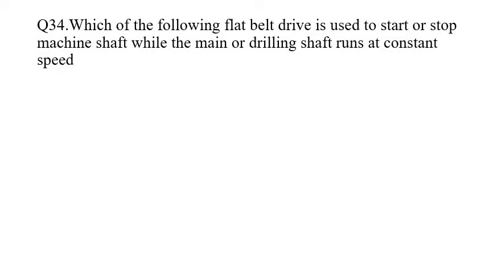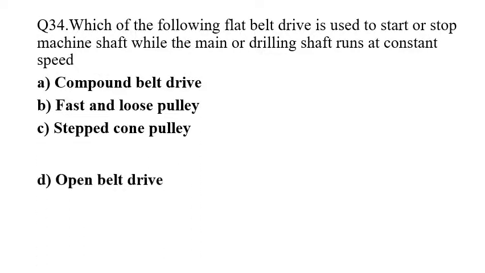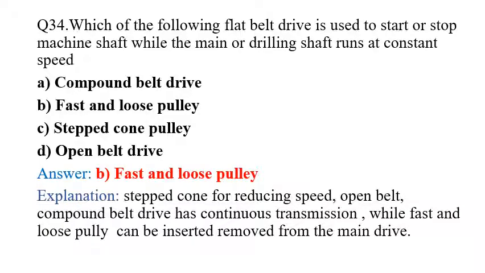Question number 34. Which of the following flat belt drives is used to start or stop the machine shaft while the main or driving shaft runs at constant speed? A. Compound belt drive, B. Fast and loose pulley, C. Stepped cone pulley, D. Open belt drive, and the answer is B. Fast and loose pulley. What is the explanation? Stepped cone pulley is for reducing speed. Open belt and compound belt drives have a continuous transmission, while the fast and loose pulley can be inserted and removed from the main drive.